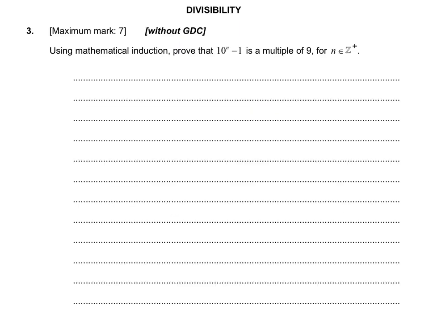Okay, so for number 3, prove that 10 to the n minus 1 is a multiple of 9. So this is our proposal, and we need to show it's true for 1. So 10 to the 1 minus 1 is 9, which is a multiple of 9. True for n equals 1. For step 2, we need to assume true for n equals k. So 10 to the k minus 1 is a multiple of 9, and k is an integer.